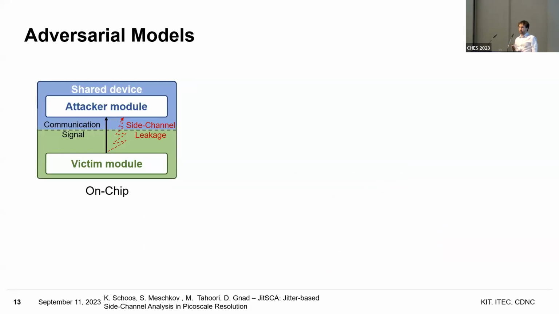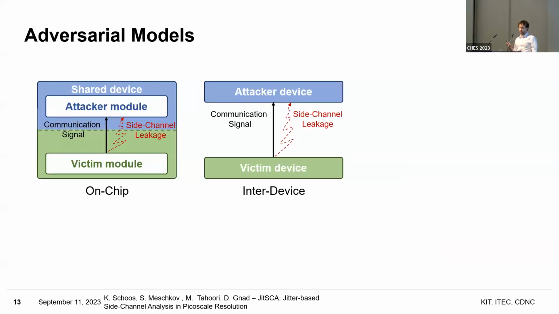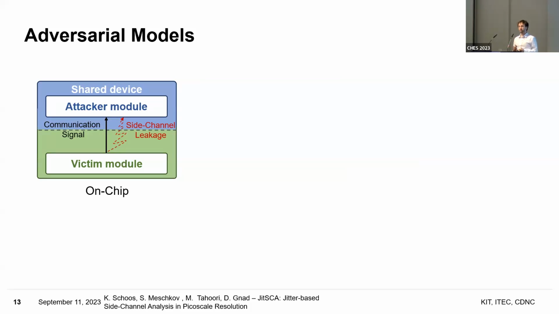Okay. We are looking at three adversarial models here. So the first one is the one you know from the previous work, actually. That's an attack that's happening inside a single chip. Here we have one part as an attacker module, the other part is a victim module. There is a communication signal. However, as the power domains are shared, we can probably not necessarily distinguish what the leakage is coming from.